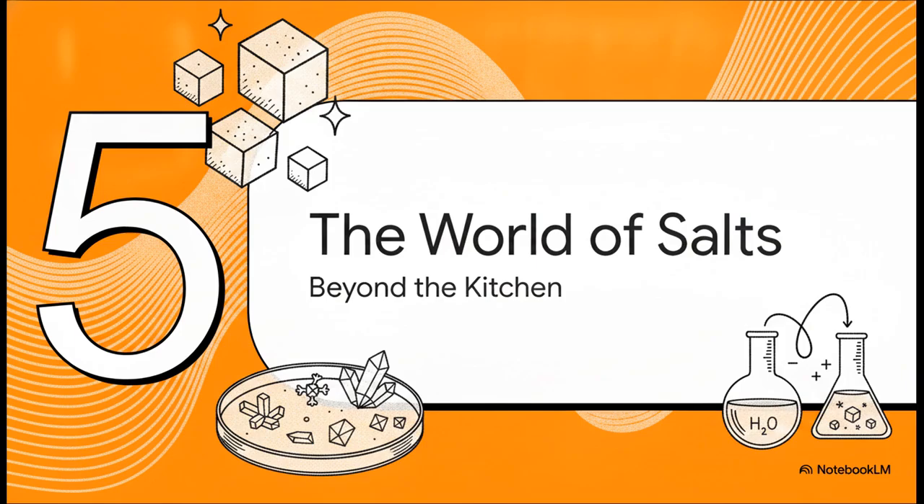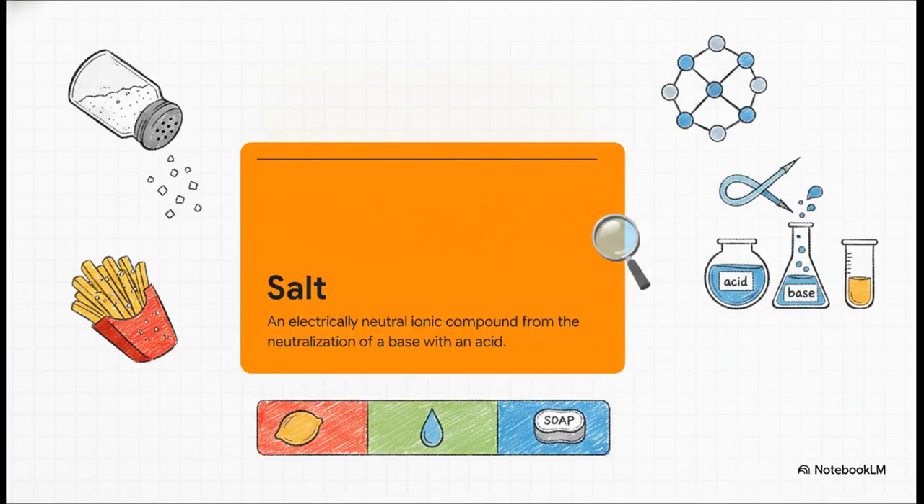All right, final stretch. Let's look at section 5, the world of salts. So we've talked a lot about the water that gets created during neutralization, but what about the salt? Now, when a chemist uses the word salt, they don't just mean those white crystals you sprinkle on your French fries. Not at all. A salt is simply any electrically neutral ionic compound that is born from the neutralization reaction between an acid and a base. It's actually a massive family of different chemicals. And here's a fun fact. Depending on whether the original acid or the original base was stronger to begin with, salts can actually end up being slightly acidic, slightly basic, or just perfectly neutral.